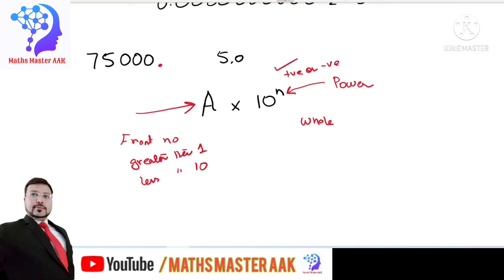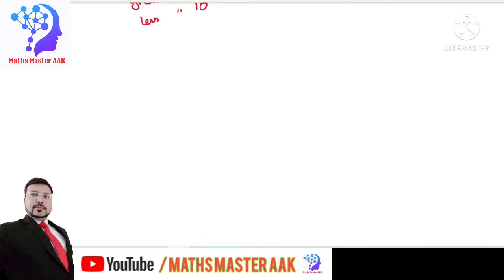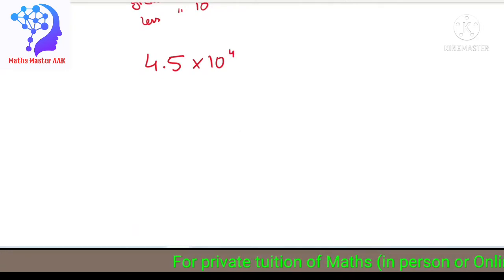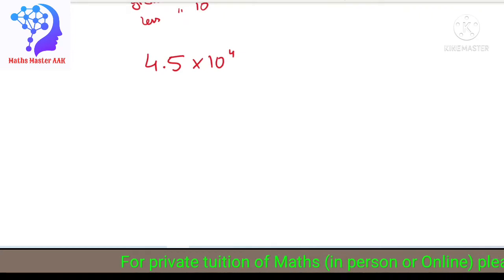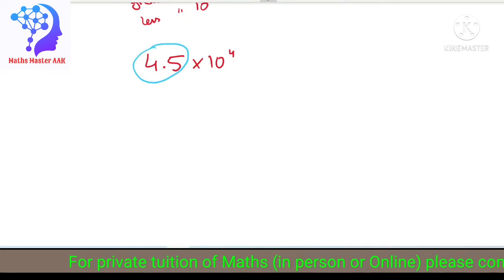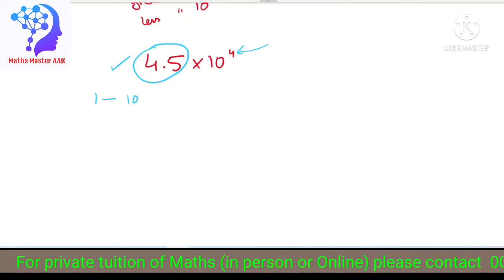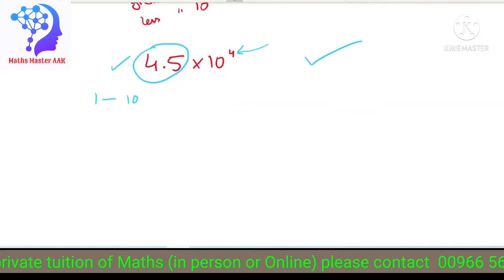Now let's see with some examples whether these numbers are in standard form or not, and if they are not, why not. Let's suppose you have the number 4.5 times 10 raised to power 4. This number is in standard form. Why do we say so? Because you can see this one is in the range between 1 and 10, and this power is a whole number, positive or negative maybe. So this one is in standard form.